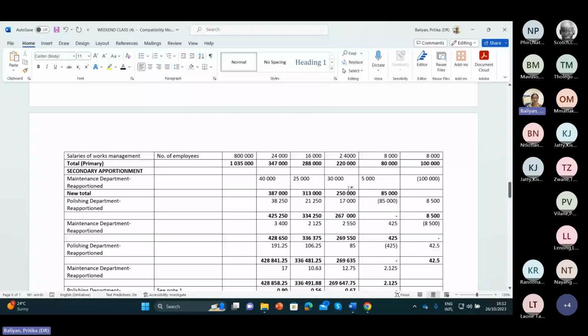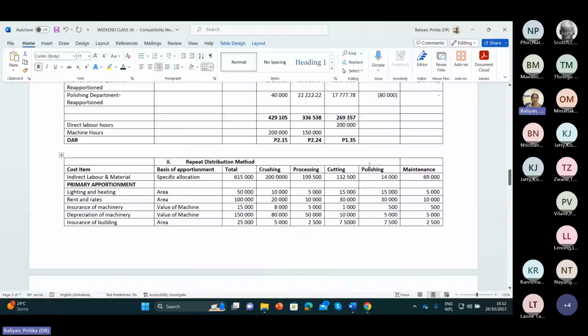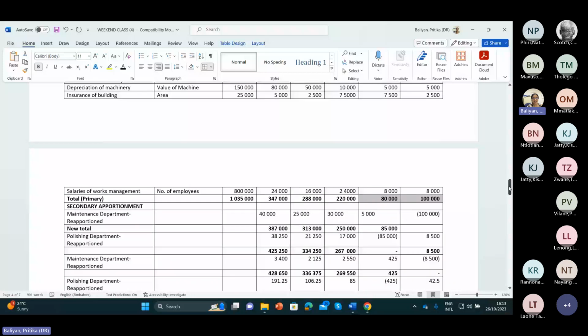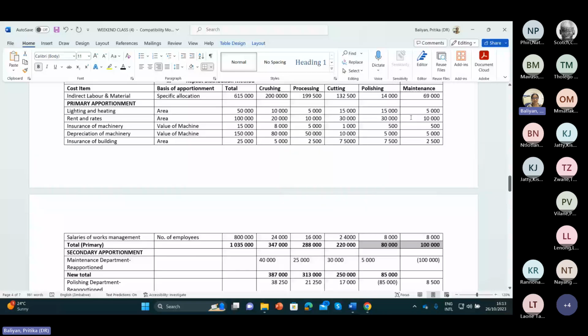After primary and specific allocation, the polishing department has 80,000 and the maintenance department has 100,000, right? You can see here, this is the polishing department and this is the maintenance department. So after the specific allocation and the primary apportionment, we have the sum for the service departments. Right now, you need only concentrate on the service department overhead cost. So the polishing total is 80,000 and the maintenance department total is 100,000.